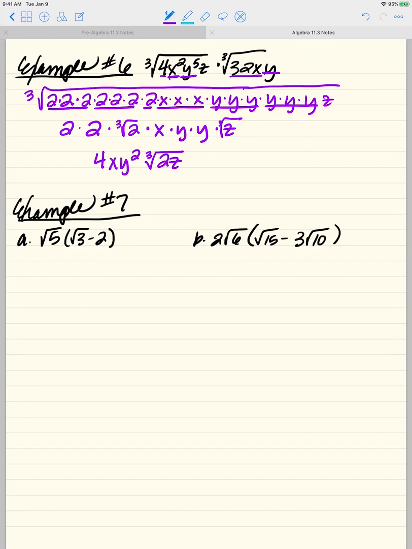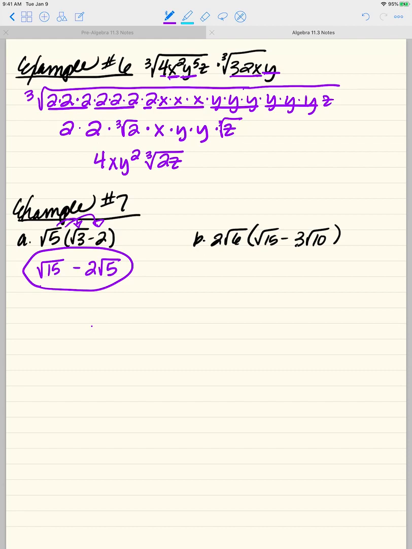And then example number 7, we have the square root of 5 times the square root of 3 minus 2. So we're going to do the distributive property first. So we get the square root of 15 minus 2 times the square root of 5. Square root of 15, we can't really simplify that at all, okay? Because that's just square root of 3 times square root of 5. Can't simplify minus 2 square root of 5. So that is as simple as that one can get.